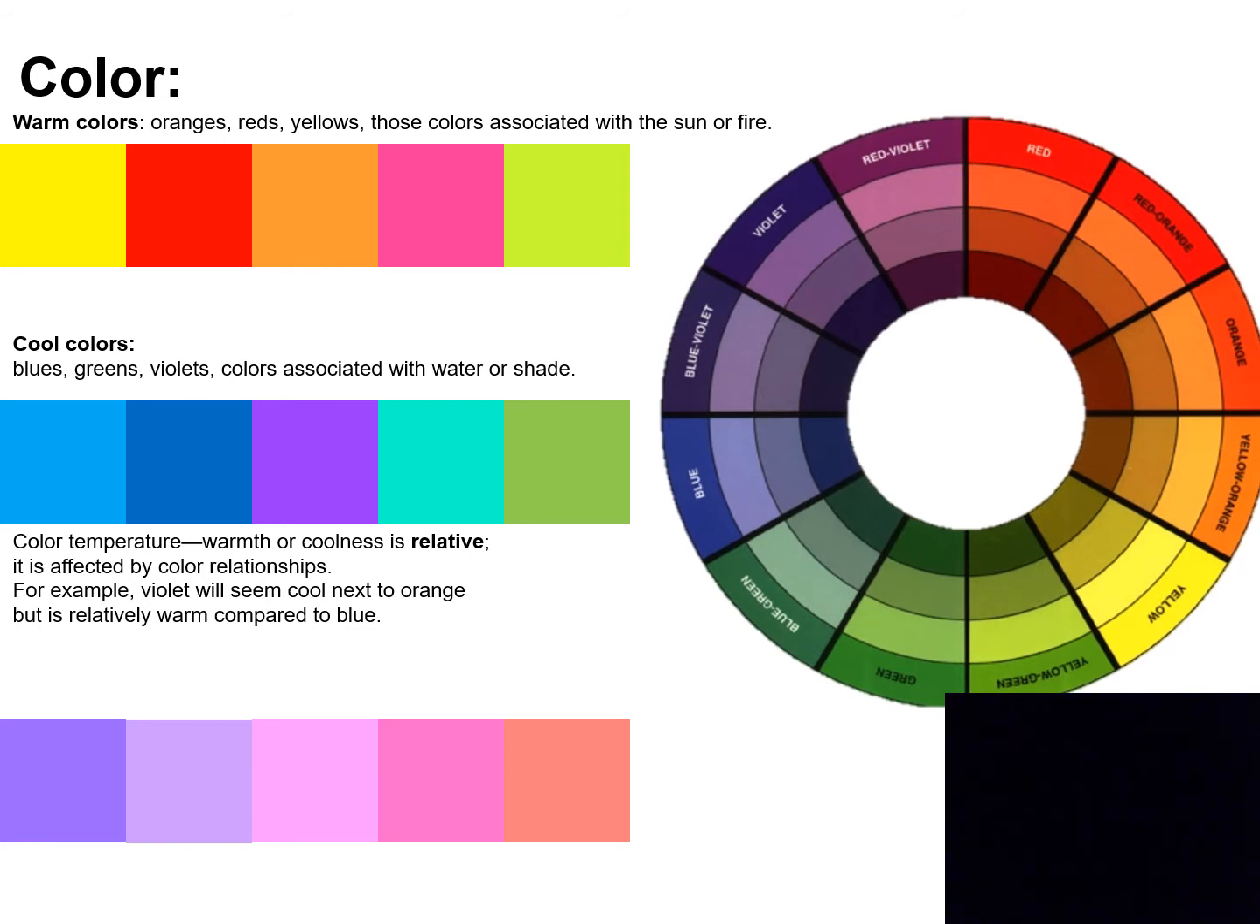The way we experience color temperature is relative, so it depends on what colors are surrounding the color, whether it appears to be warm or cool. In these examples, the color in the center square is the same. They just look different because of the colors surrounding them.